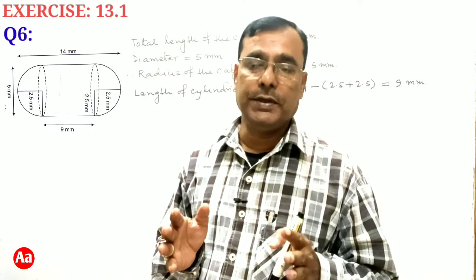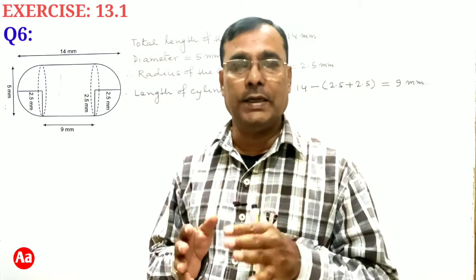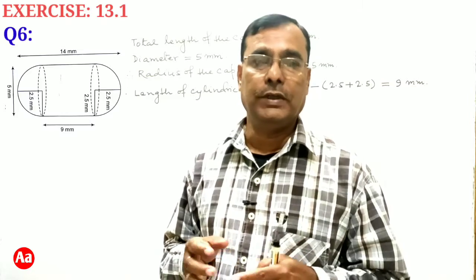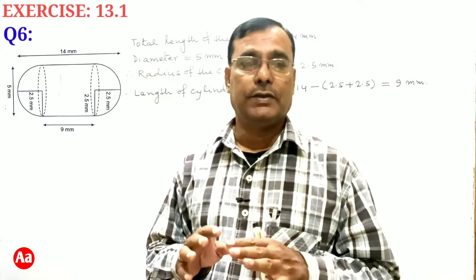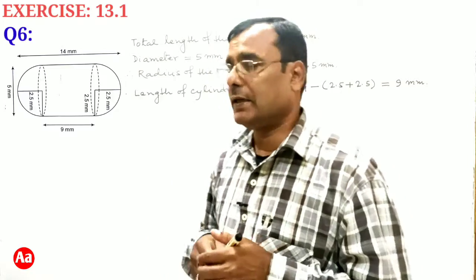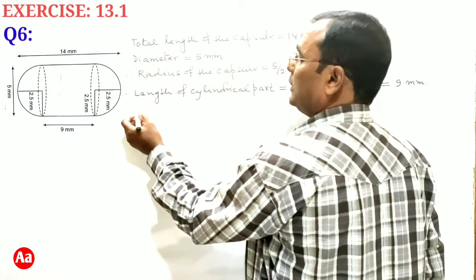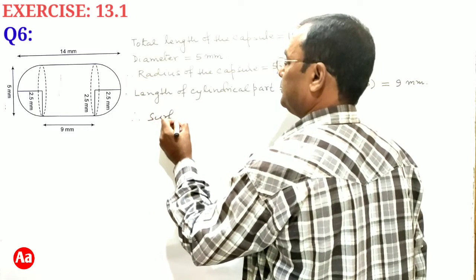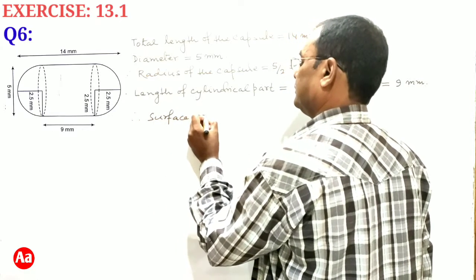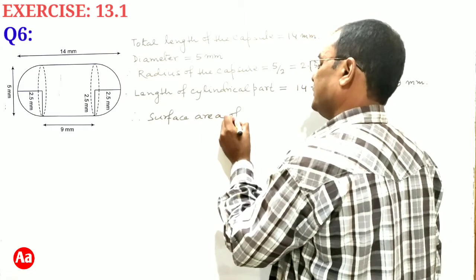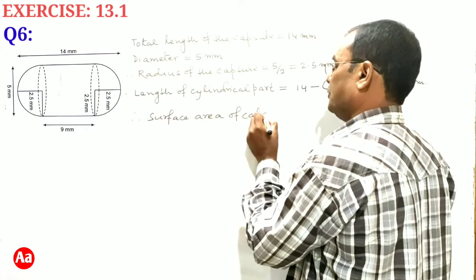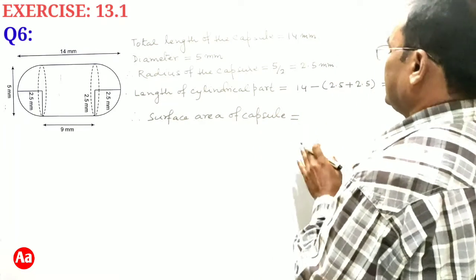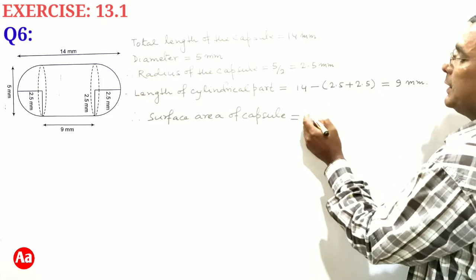Surface area of two hemispherical ends of the capsule plus surface area of the middle cylindrical part of the capsule together will give the total surface area of the capsule. So surface area of the capsule is equal to surface area of two hemispherical ends.